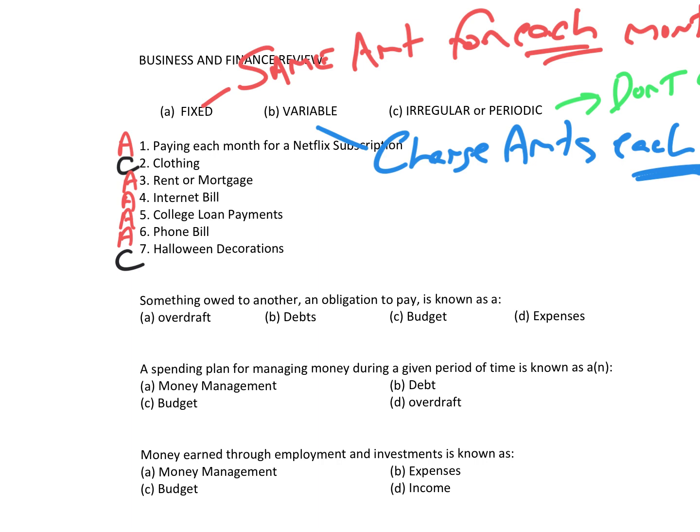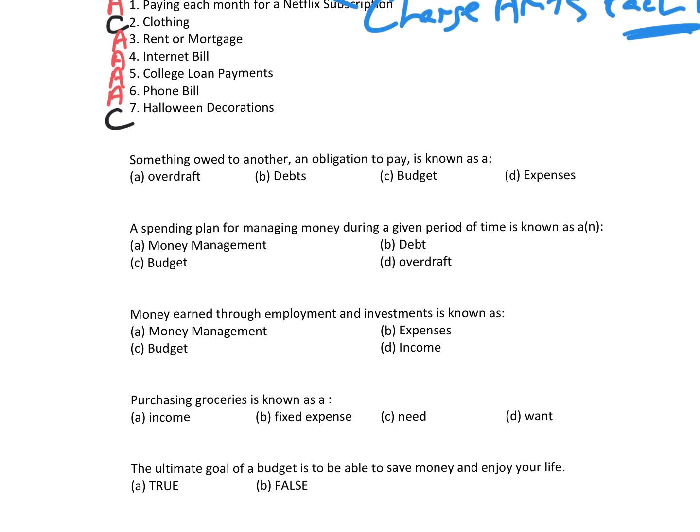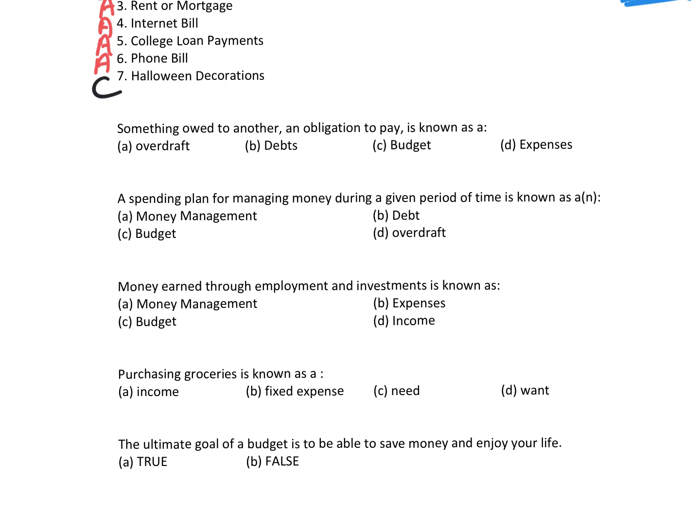Now again, could a phone bill be variable? Could you pay based on the amount of minutes that you use? Yes. And you'll be told on your semester exam whether it's the same amount every month or whether it changes. But I just wanted to go over the different types of expenses. Here are some definitions for you. Something owed to another, an obligation to pay. Those are known as debts.